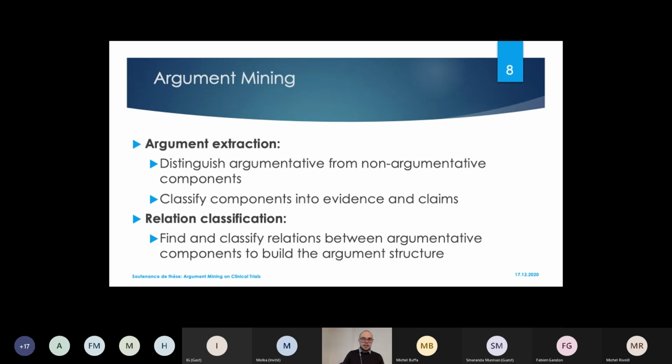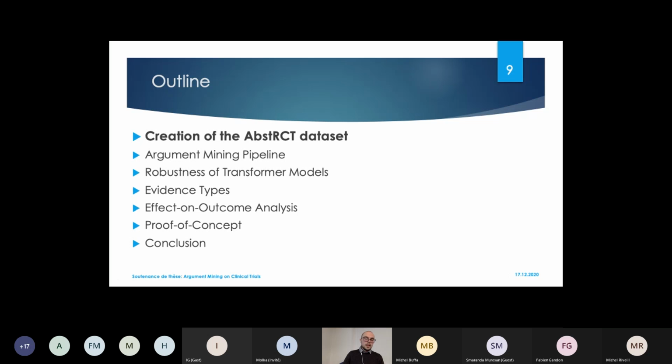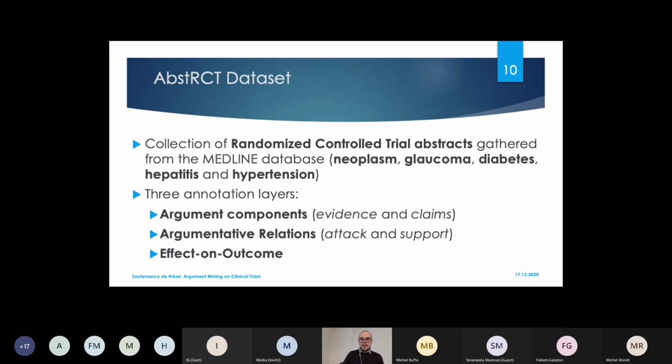And since there was no training data on this scenario available, one step in my PhD was to create my own data set. And this data set is called the Abstract data set. It is a data set comprising randomized controlled trial abstracts about treatments on neoplasm, glaucoma, diabetes, hepatitis, and hypertension, with the majority being on neoplasm. It comprises 3 annotation layers. The first annotation layer is the argument components, so we have the evidence and the claims. The second annotation layer is the argumentative relations, which are the connections between the components, either attacking or supporting. And the third annotation layer is the effect on outcome, which states how an intervention affects the outcome. So for example, if the overall survival was increased or decreased during the study.